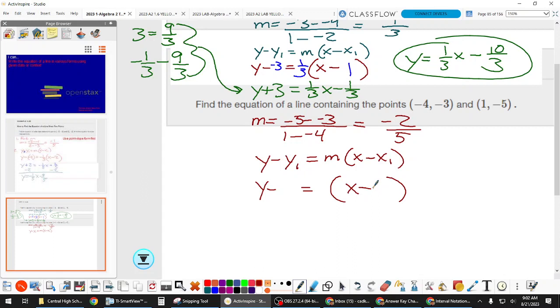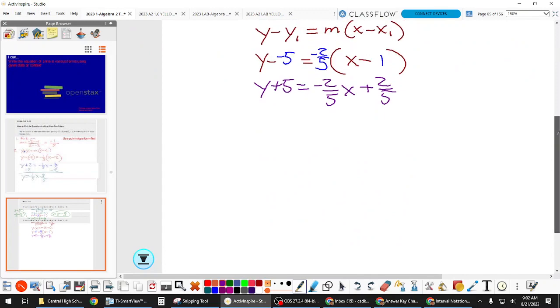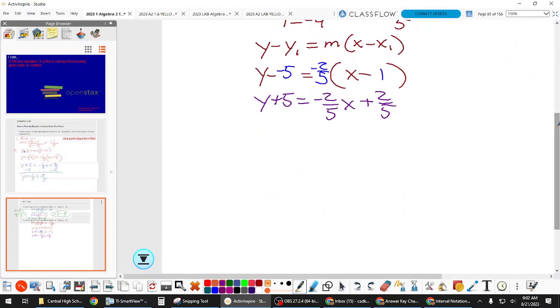Okay, y minus, x minus, those stay in your equation. And we plug in y1 and x1, which are negative 5 and 1, and the slope was negative 2 fifths. So the blue, again, is what we substituted in. Okay, continuing, y plus 5 is negative 2 fifths x plus 2 fifths this time. We're adding because it's a double negative there. Now we need to subtract 5. So minus 5.